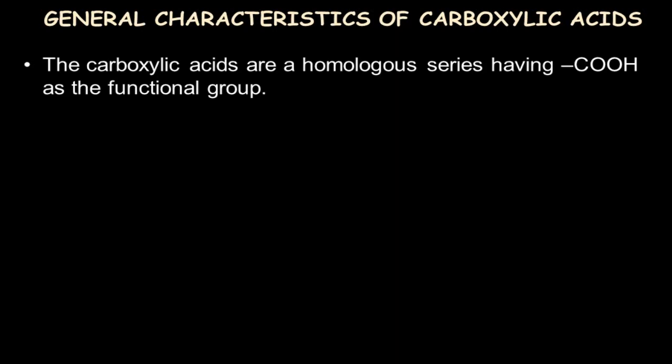The carboxylic acids are a homologous series having COOH as a functional group. Now when we say it is R-COOH, it means there is an R group bonded to COOH, that is, R can be any number of carbon chain atoms. So if there is one carbon, then R has just one carbon, or R can have a chain of two carbon atoms also. So COOH is the functional group bonded to a carbon chain.